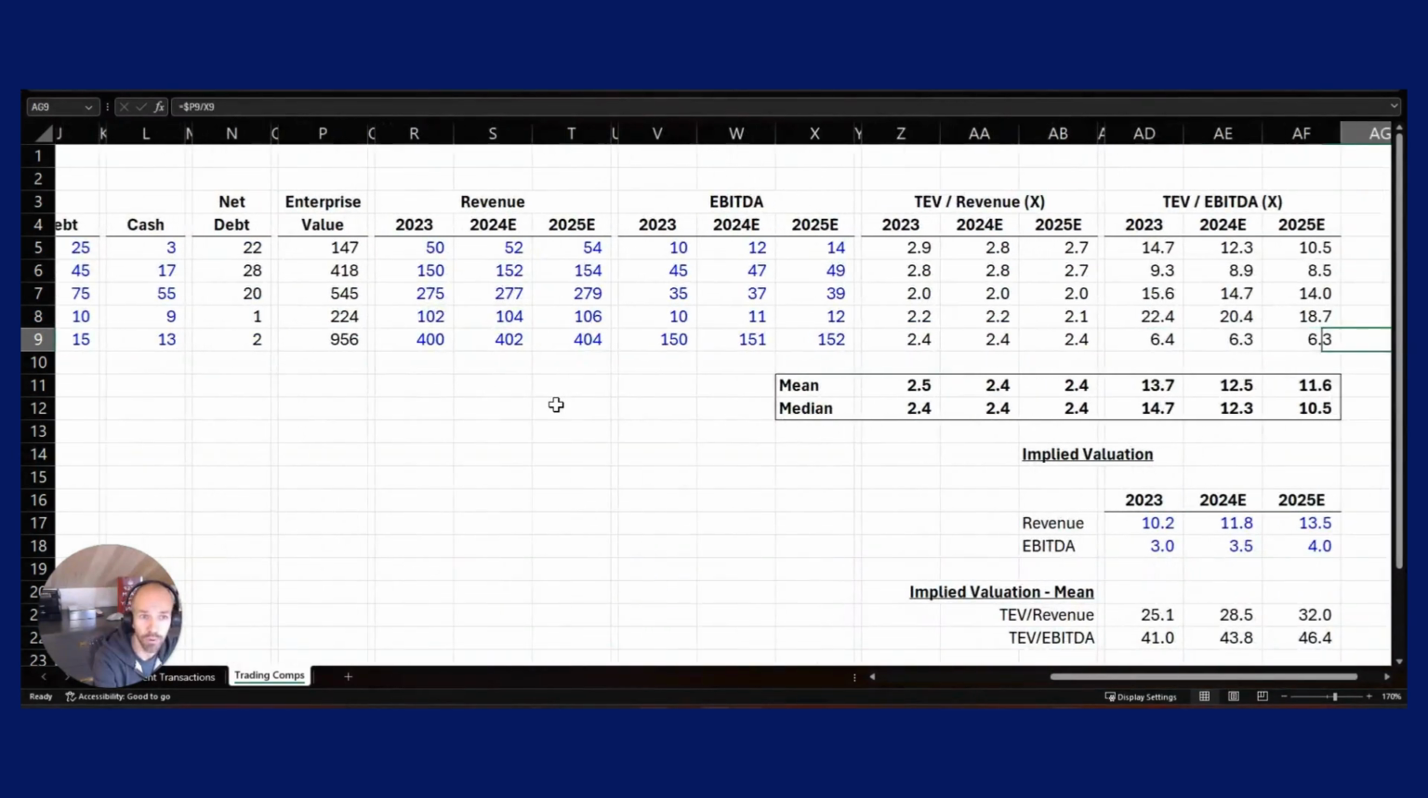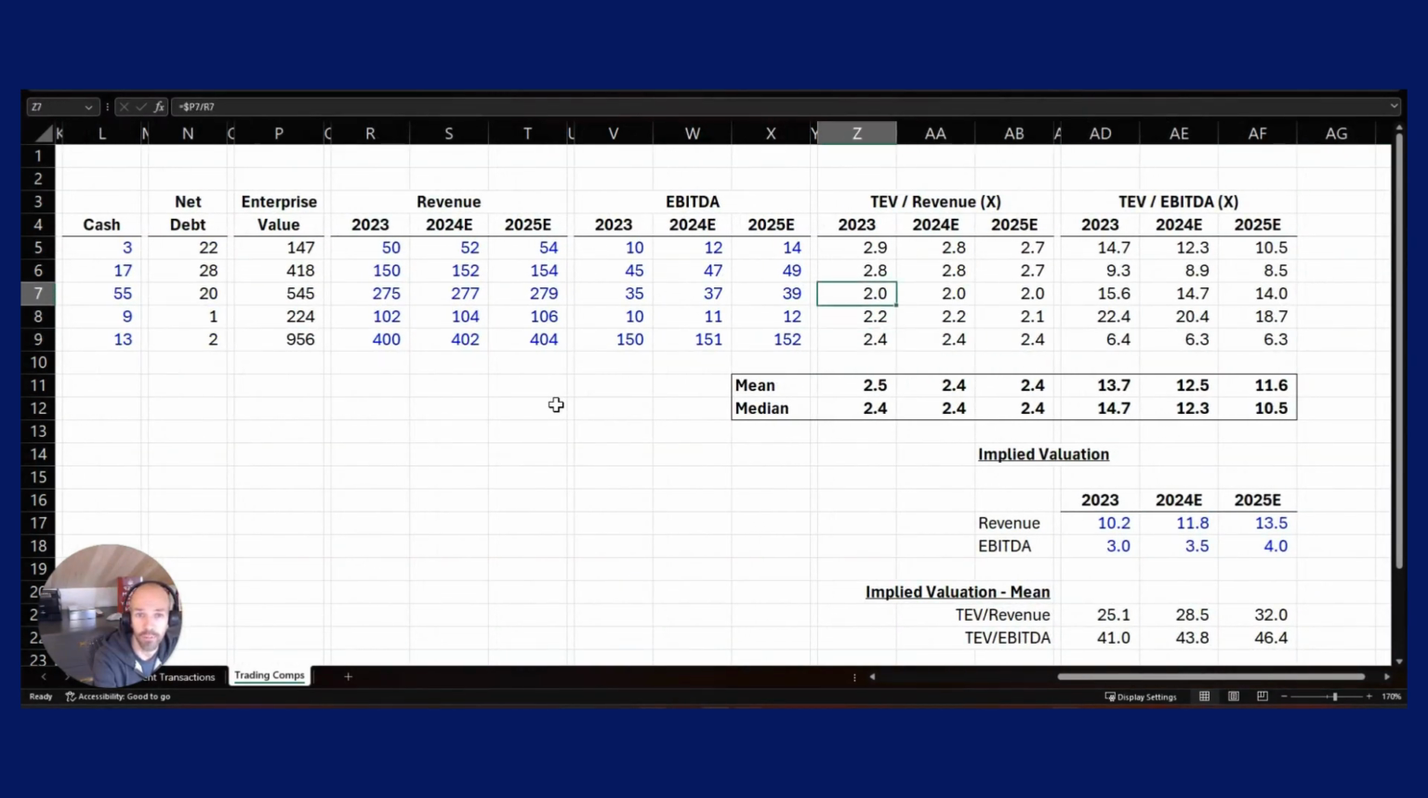And then we just do the simple math of calculating those multiples. So it's basically enterprise value divided by the year's revenue for here. So you can see how that goes across. And you can see again for 2024, it just basically moves the number over from column R to column S. And you can see that we've calculated all those multiples. And this is the same calculation pretty much across the board, obviously.